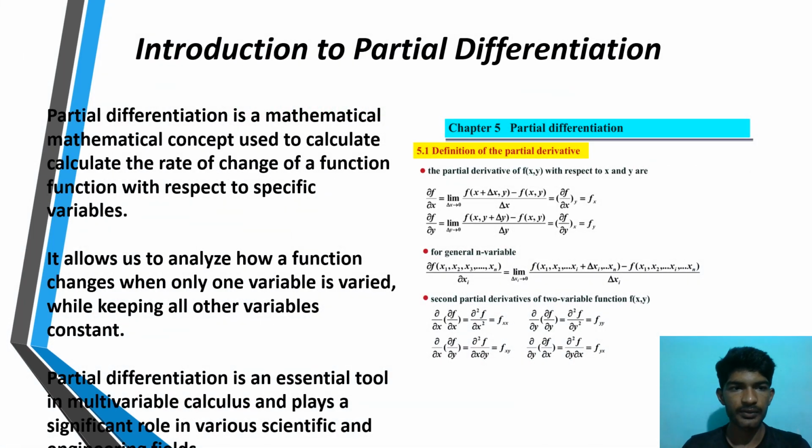Introduction to partial differentiation. Partial differentiation is a mathematical concept used to calculate the rate of change of a function with respect to a specific variable. It allows us to analyze how a function changes when only one variable is varied while keeping all other variables constant. Partial differentiation is an essential tool in multivariable calculus and plays a significant role in various scientific and engineering fields.